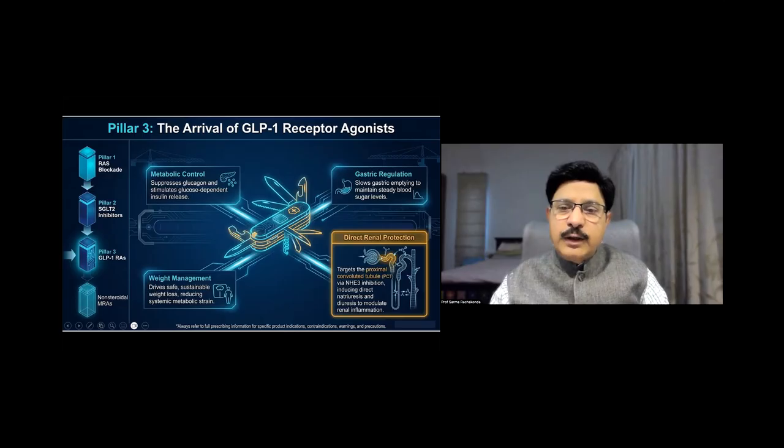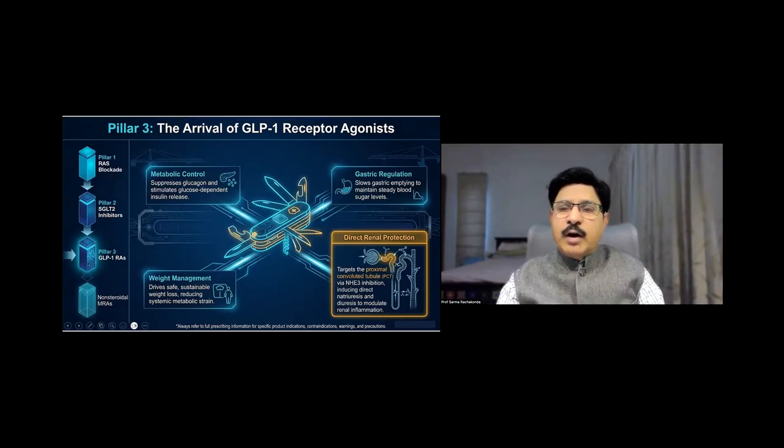And finally, these GLP-1 agonists are very active in proximal tubular protection. In the PCT, via what channels? The NHE3 channel. So they inhibit the NHE3 channel and induce direct natriuresis, reduce fluid overload and sodium overload, and modulate renal inflammation.